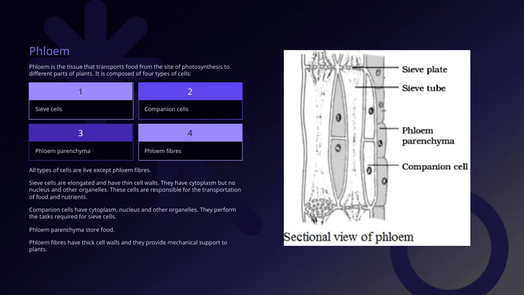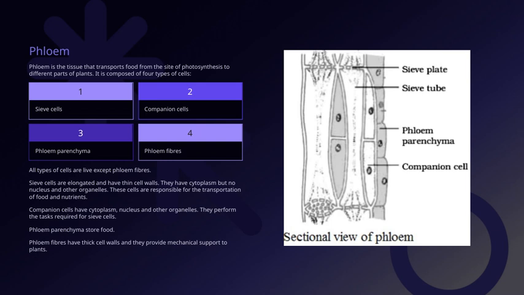Next, there are the companion cells. These cells are closely associated with the sieve cells and have a full set of organelles, including a nucleus and cytoplasm. They perform vital support functions, essentially helping the sieve cells do their job by managing their metabolic needs.